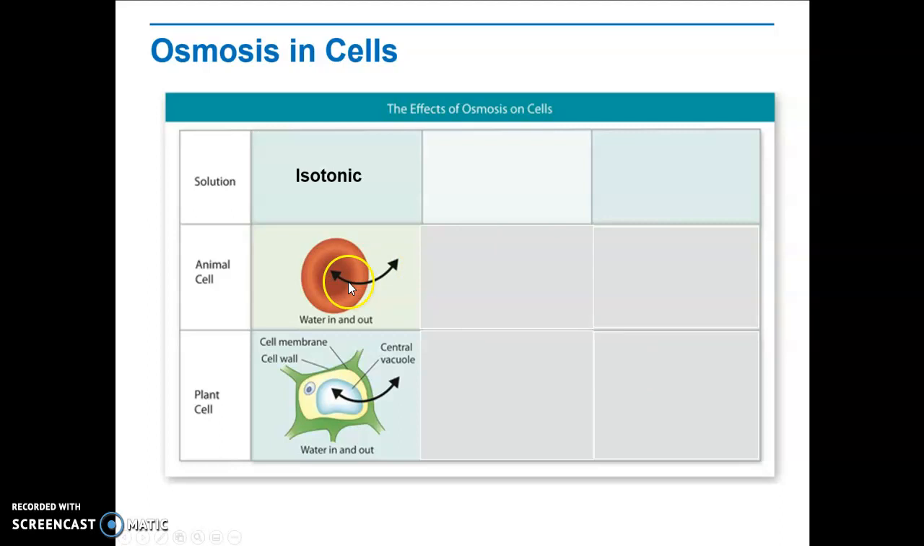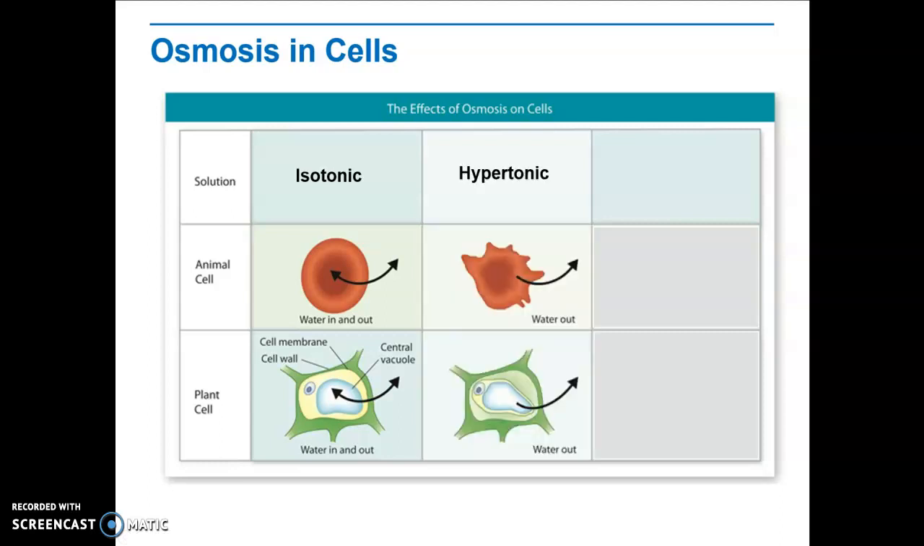You see here an image of an animal cell and an image of a plant cell. Water freely moves inside and outside of that cell because there is no concentration difference. When you're dealing with something hyper, hyper means above. So when you have a hypertonic solution, the higher solute concentration is in the solution as opposed to in the cell. So water has to leave the cell to help balance out the higher concentration that's being found outside of that cell.